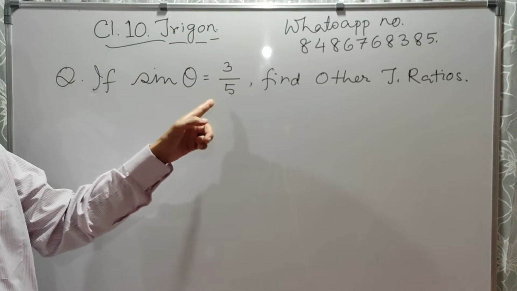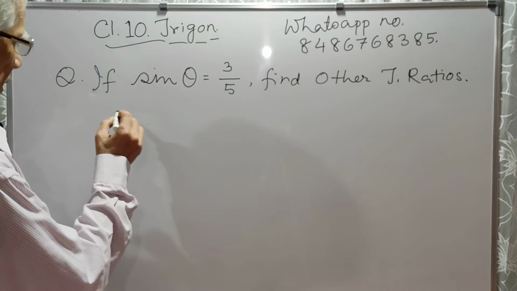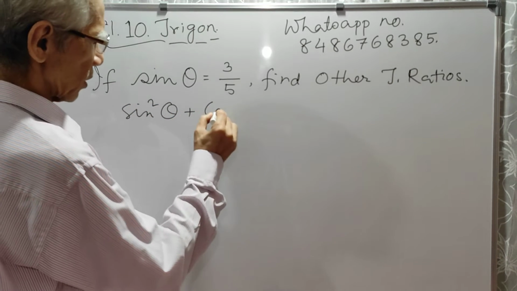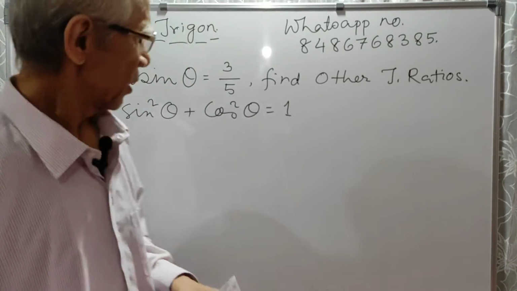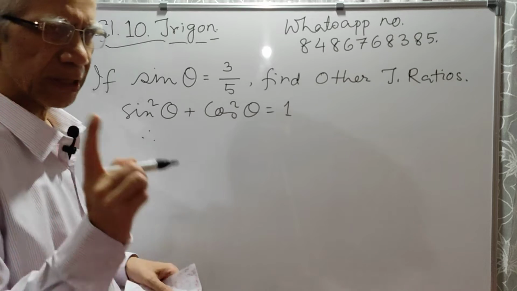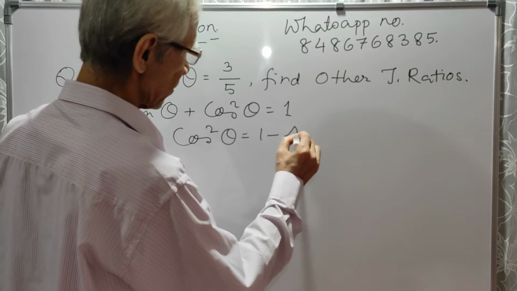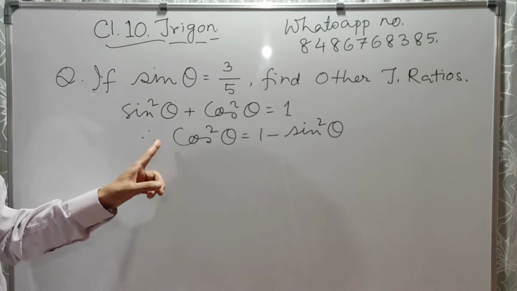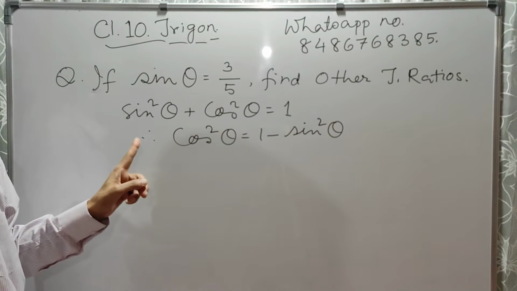Now sine theta equal to 3 by 5 is given. Now let us use that first formula. The first formula is what? Sine square theta plus cos square theta equal to 1. If you recollect, sine square theta plus cos square theta equal to 1. I gave you a derivation. So, cos square theta equal to 1 minus sine square theta. Alright. In exam, instead of writing this main formula, you can directly use this derivation to save time.